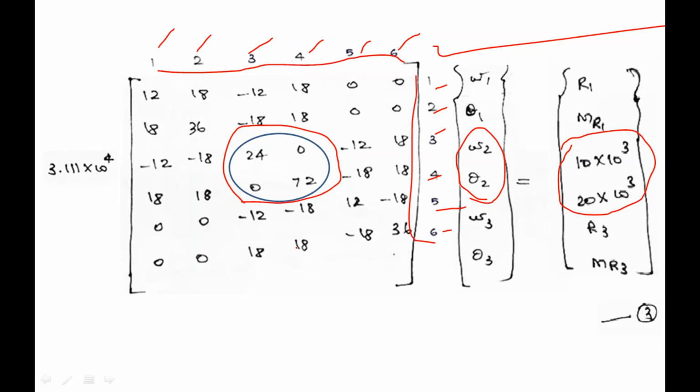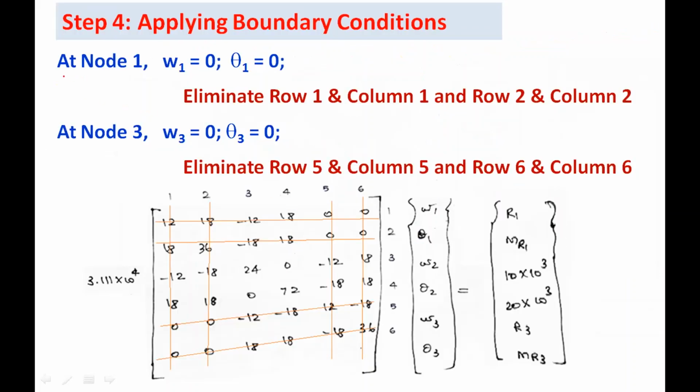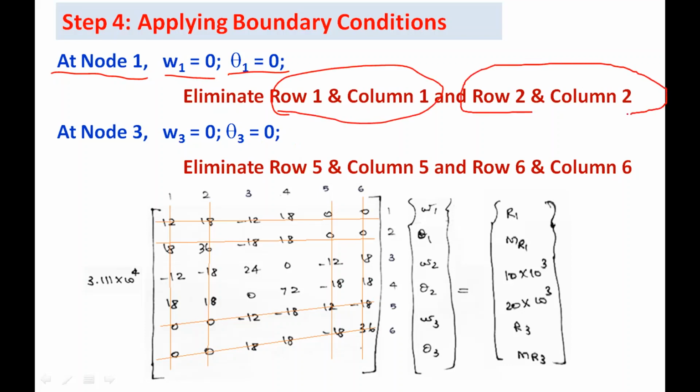Now we have to apply the boundary conditions to solve the problem. Let us see, what are the boundary conditions? At node 1, this is a fixed end, so W1 is 0, theta 1 is 0. So that means we can eliminate the row 1 column 1 which is for W1 and row 2 column 2 for degree of freedom theta 1. So here I am showing this one, row 1 and column 1, this is for the W1. Then row 2 and column 2 we are eliminating for theta 1.